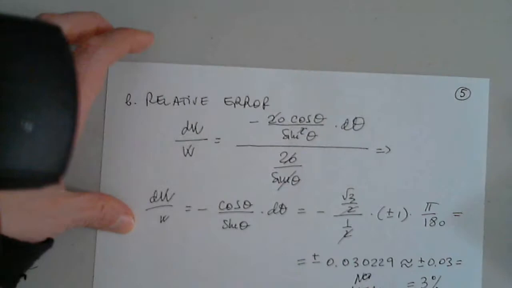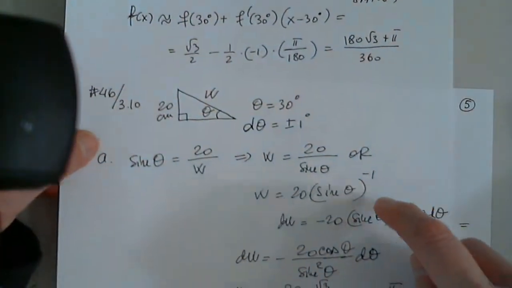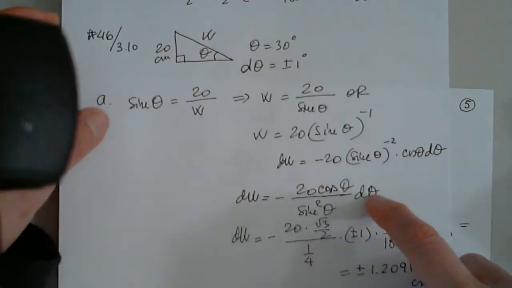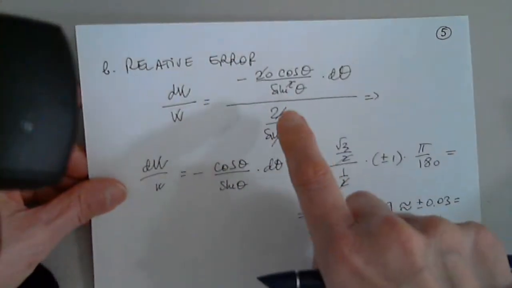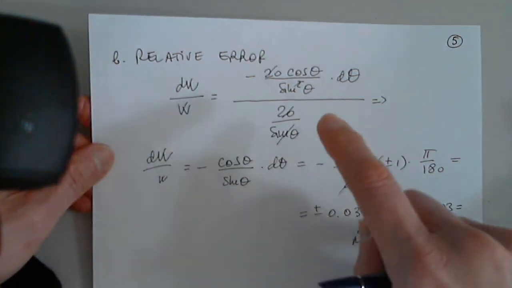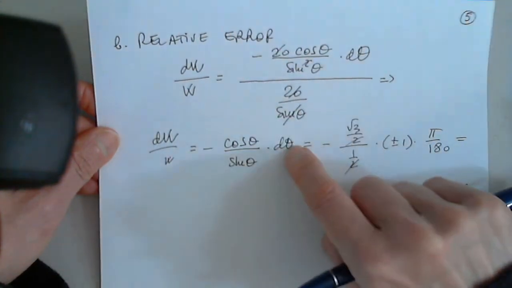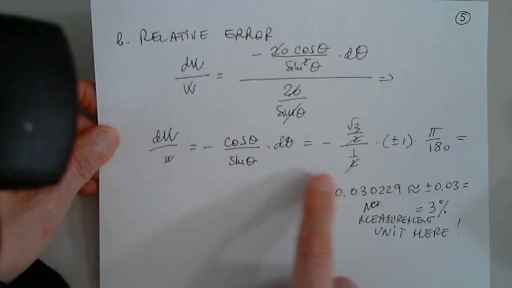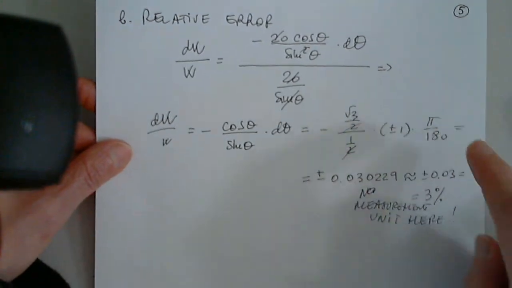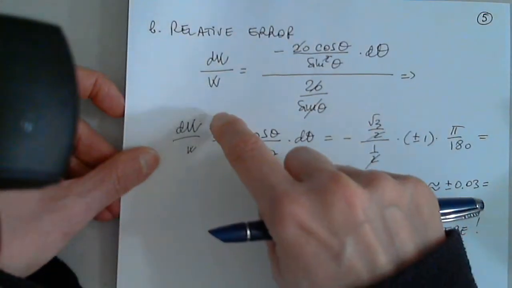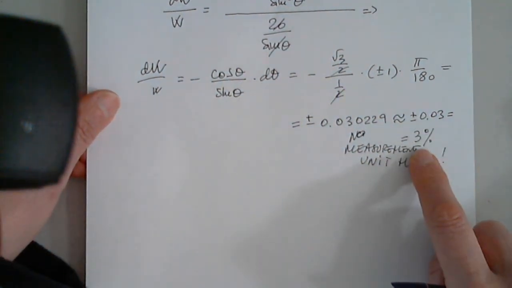And also we are asked to find the relative error, which is the error over w. I copied it from here. I copied this here at the top, exactly what I have. And then I simplified the 20 with the 20 and the sine with the sine. So what is left is the negative cosine at the top, one of the sines in the denominator, and d theta. I plugged in the numbers, the square root of 3 over 2 over 1/2, the minus in front, and d theta is plus or minus 1 pi over 180. Perform the calculations. There is no measurement unit here because this is centimeters over centimeters. It's plus or minus 0.03 or 3%.